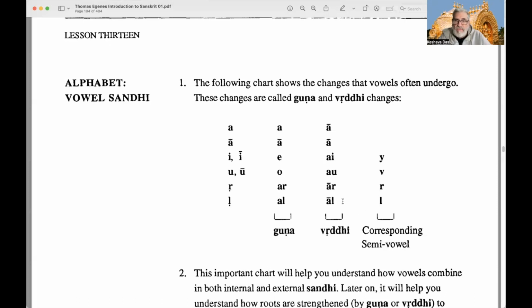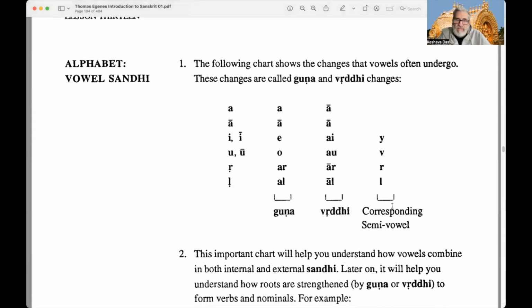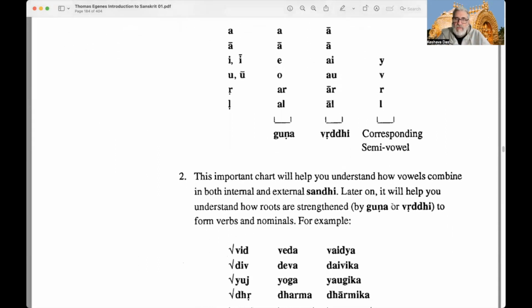Now, if you go even further, some of these vowels correspond to the following semivowels. The I corresponds to ya, the U to va, the ri to ra, and the li to la. So ya, va, ra, and la are the semivowels. And why do we call them semivowels? Because they're made from vowels. They come from vowels. So this is important to understand when we have certain types of sandhi.